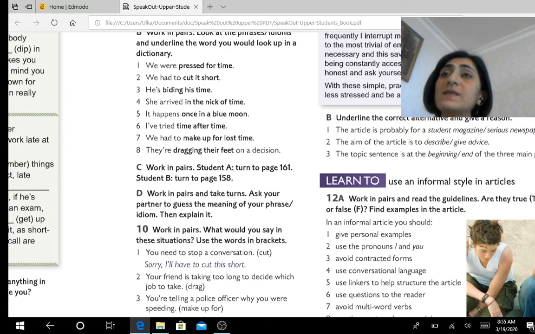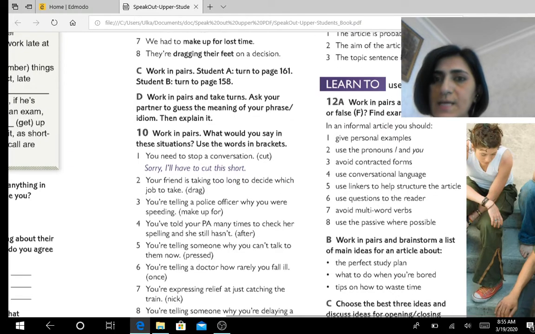Your task is to memorize all these idioms. If you have any problems with their meanings, and maybe in your language, in Russian or Azeri, with their translations, please comment to me on Edmodo. So if you visit pages 158 and 161, you can easily find them. They are under exercise 8.2. And then you switch to exercise 10.